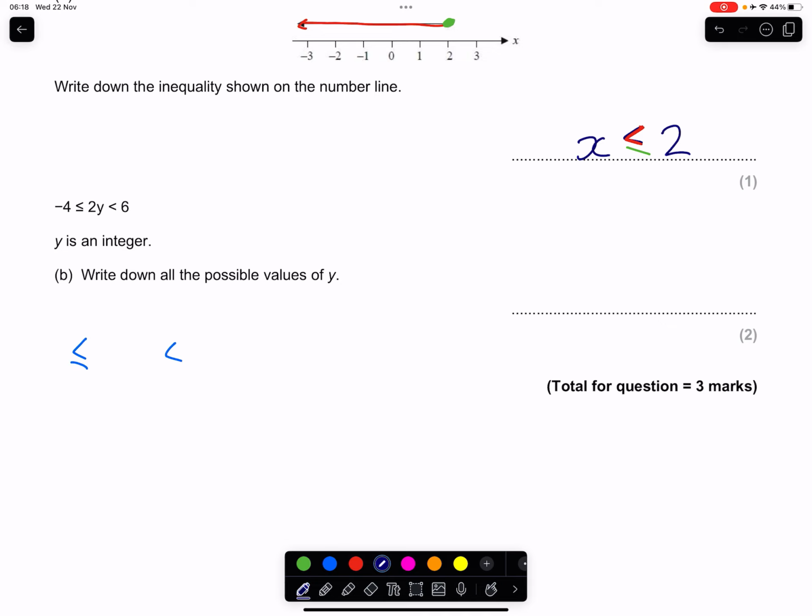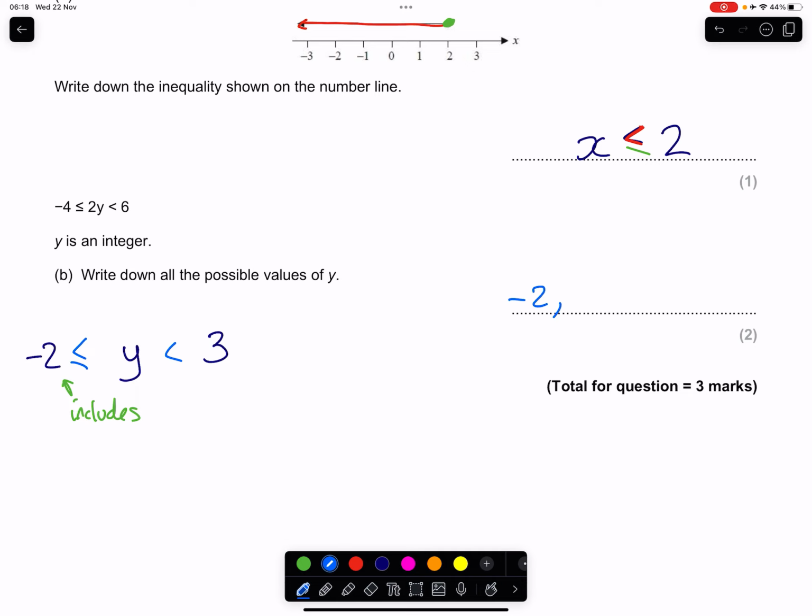If we do that, we'll end up with a minus 2 on the left, we'll end up with a 3 on the right, and we end up with our y in the middle. So that tells us that y is going to be between the numbers minus 2 and 3, but also includes minus 2. So when we talk about between, it doesn't include the numbers itself. If that line wasn't there, then we wouldn't have minus 2, we wouldn't have 3, but we'd have everything else in between. But this one we include minus 2.